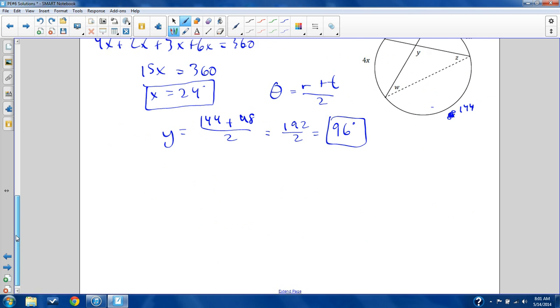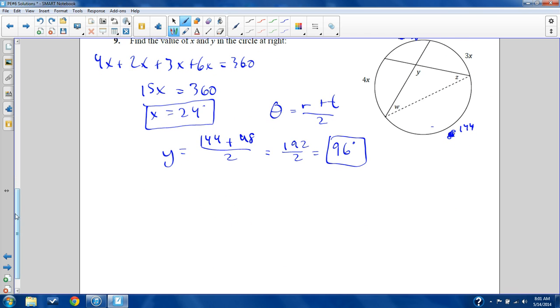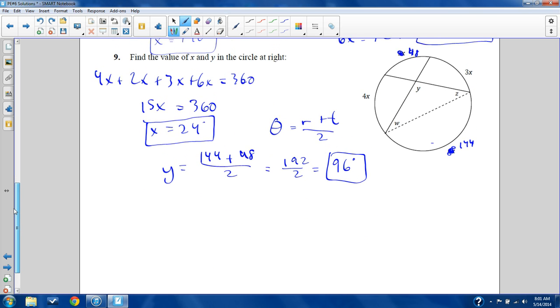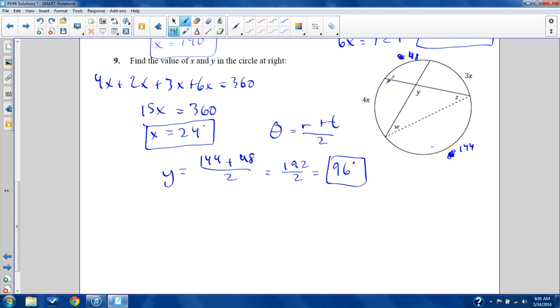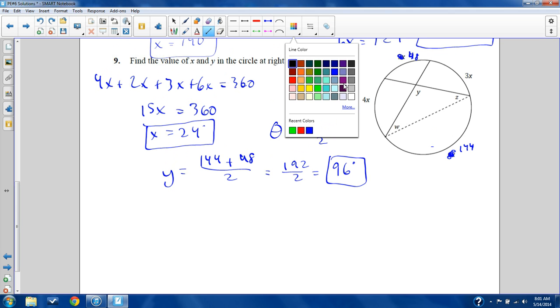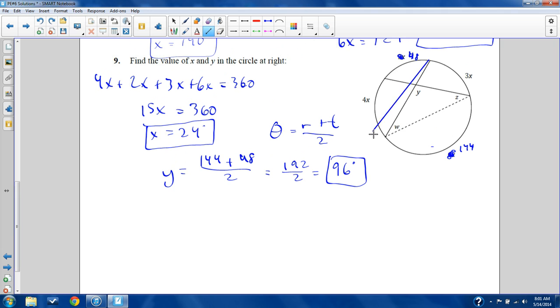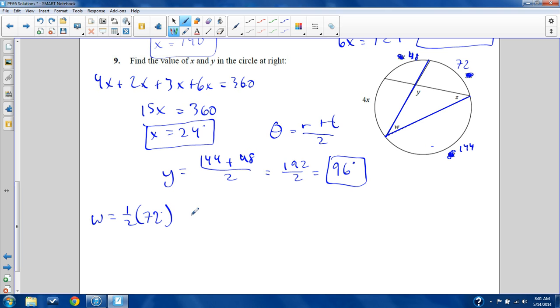Okay? The other way you can solve this problem is by solving for w and z first. And the way to do that is you'd say w is an inscribed angle. This inscribed angle has an intercepted arc of 3x. Now 3x is 3 times 24. 3 times 24 is 72. So w equals 1/2 of 72. So w equals 36 degrees.